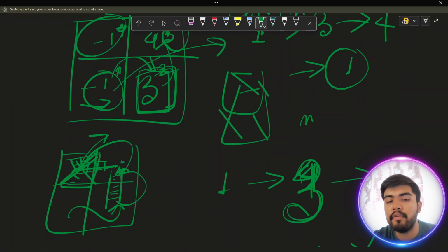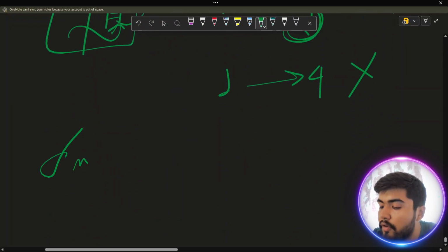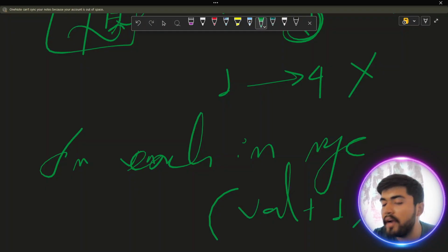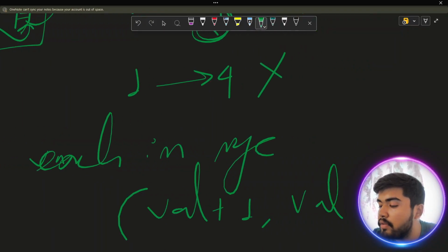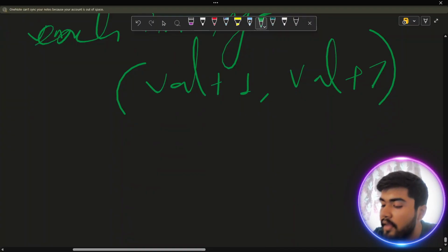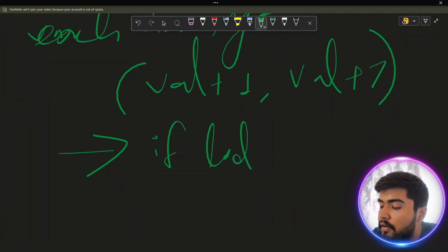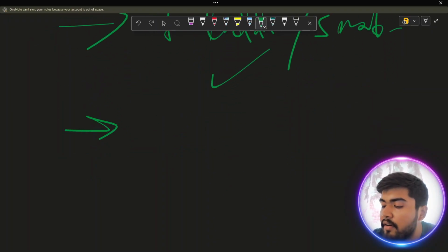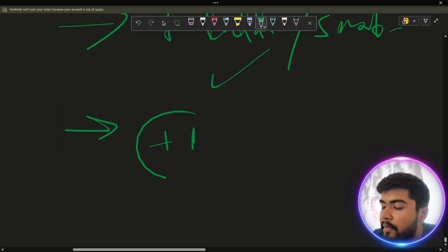So my for loop should be something like for each in range of the value I am at. So from that value +1, and what is the endpoint? I know the last one is going to be exclusive, so I have to take +1. So I will write from val +1 to val +7, which means val +1 to val +6 will work. And for every one of them, if I find a ladder or a snake, then I am allowed to use it. But if not, then I will take a +1 jump on that particular cell.